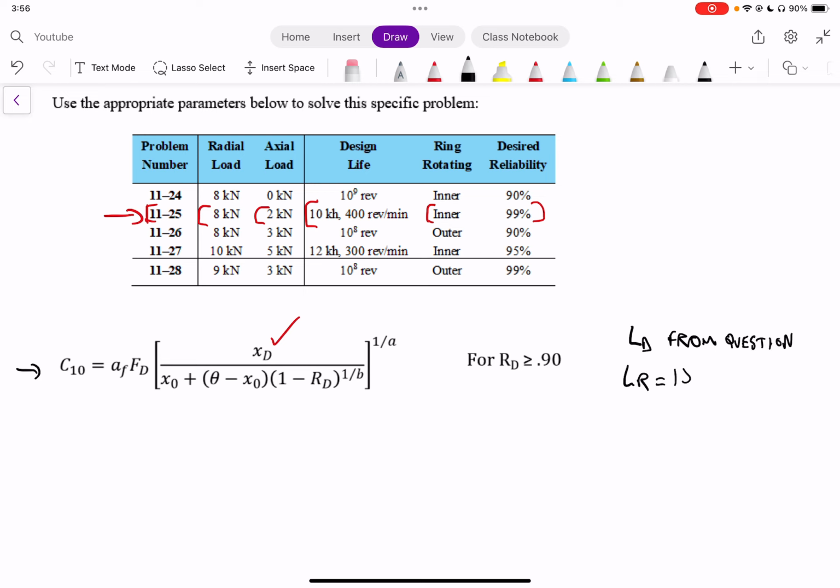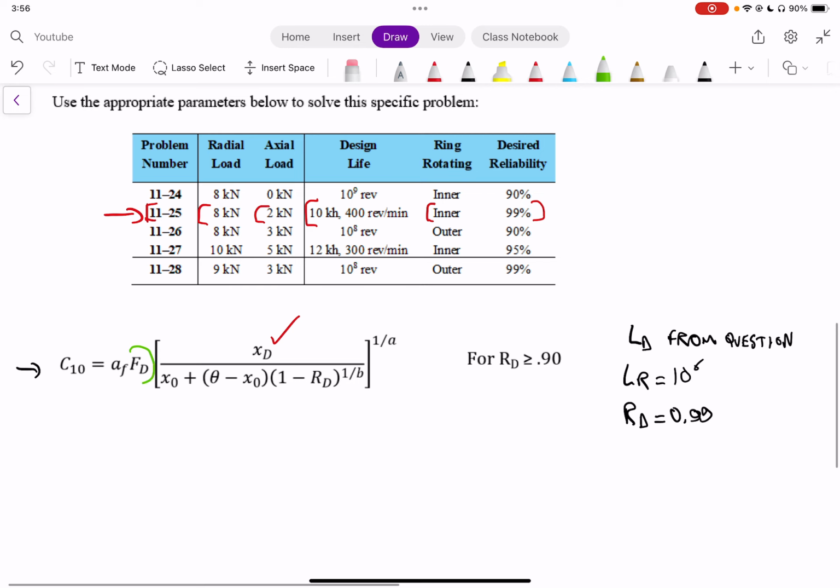LR is going to be 10 to the 6, as always. And we're told that RD is 0.99. We're also not given FD directly, but we know that FD will be our F equivalent, and that's because we have a radial and axial load. So we can't just use FD of 8 kilonewtons. We have to include the axial load as well.